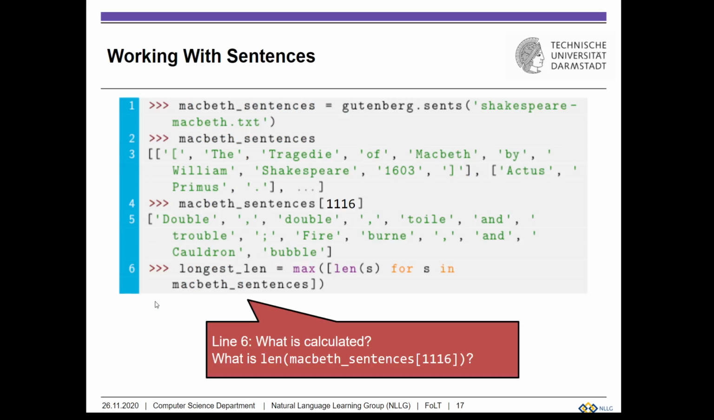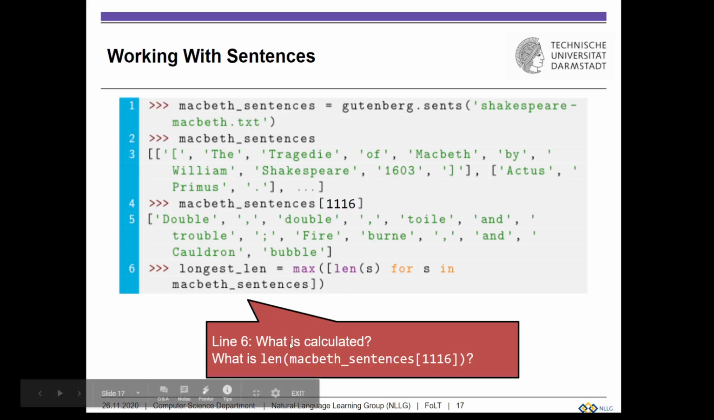Okay, we can also work with the sentences. What we would do here is we go to Gutenberg sentences, let's say for Shakespeare's Macbeth. We check all the sentences. We get a specific sentence, let's say sentence number 1116, and then we can do all kinds of statistics that we're interested in. For example, here we take a list, so we use this concise Python notation again to iterate over all the sentences in Macbeth, to take their length and then take the maximum. This is taking the maximum of this list here, so we get the longest sentence, right?